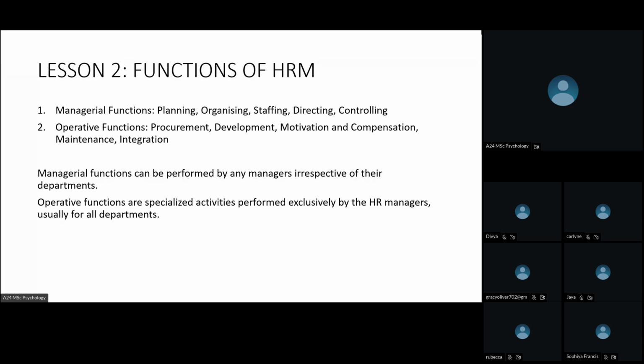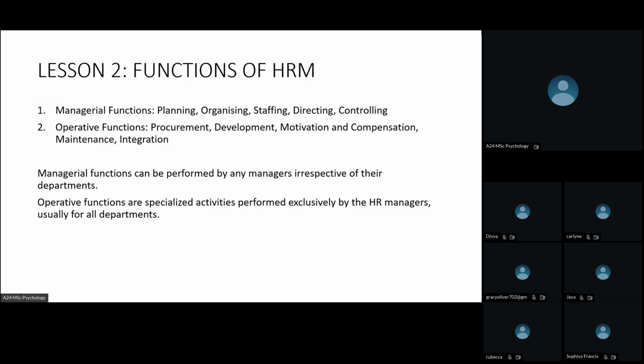But operative functions are specialized activities performed exclusively by the HR managers, and they usually do it for all the departments. So this is the main difference between managerial and operative functions. But as a whole, they come out as the functions of HRM. These are the main two classifications under functions of HRM.